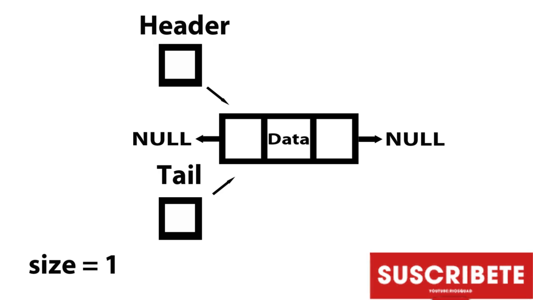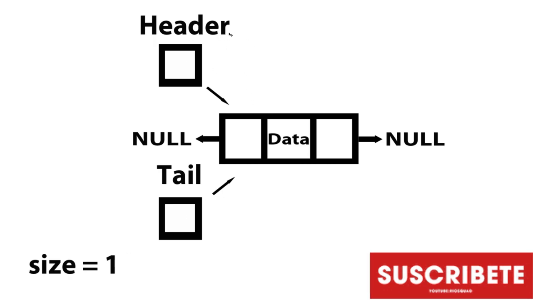So to get started, you can see we have our doubly linked list here. And we have our header and tail pointing to it since it's the only node within the list. And size is equal to 1. So there's two ways to go about checking to see whether our doubly linked list has only one node within it. We could check to see what header is pointing to.